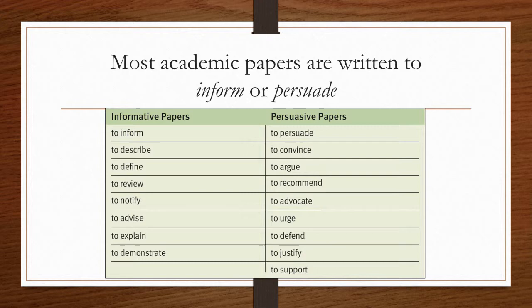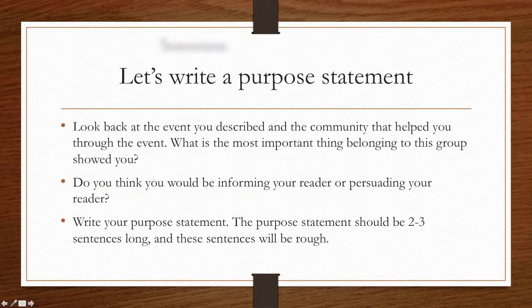So you'll see specific verbs in the context of the topic questions your teachers will give you. And here's a list. Informative papers are going to ask you to inform, to describe, to define, explain. Persuasive papers are going to ask you to convince, to argue, to recommend. So these verbs here tell you what type of academic paper you need to write. And it also tells you how forceful you need to make your language in your paper. What kinds of words do you use to either tell us what's going on or to persuade us that your opinion is correct? So let's write a purpose statement.